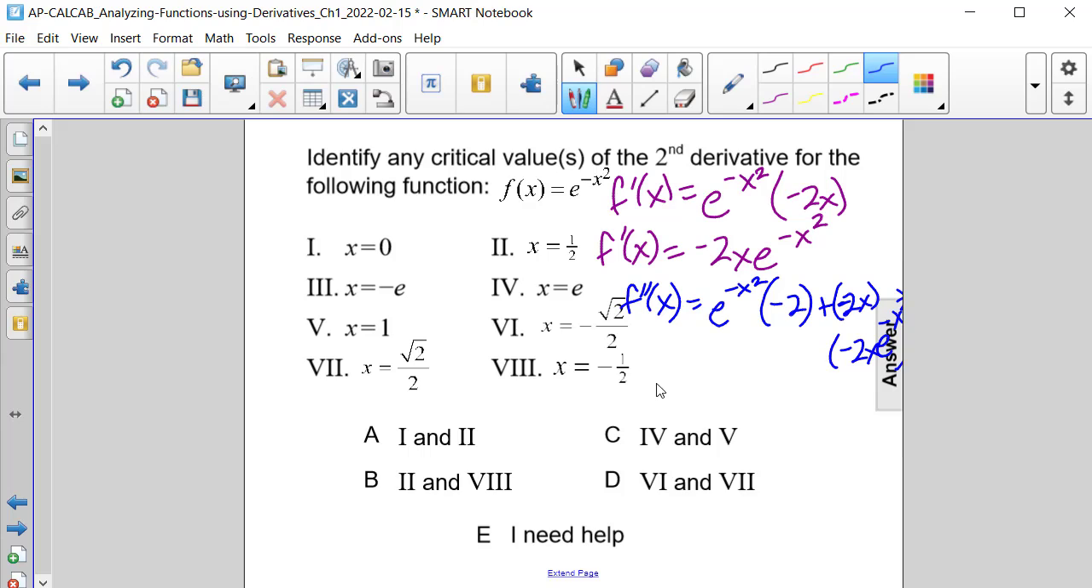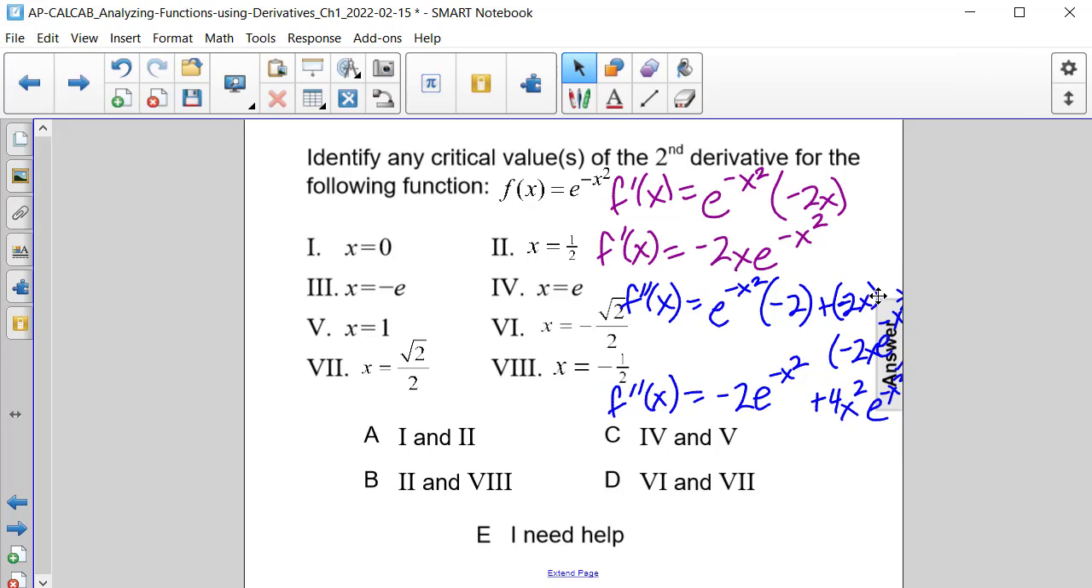And then if we simplify this, we will have that f double prime of x is equal to negative 2 times e to the negative x squared, and then it'll be plus 4x squared e to the negative x squared. So now we have our second derivative.